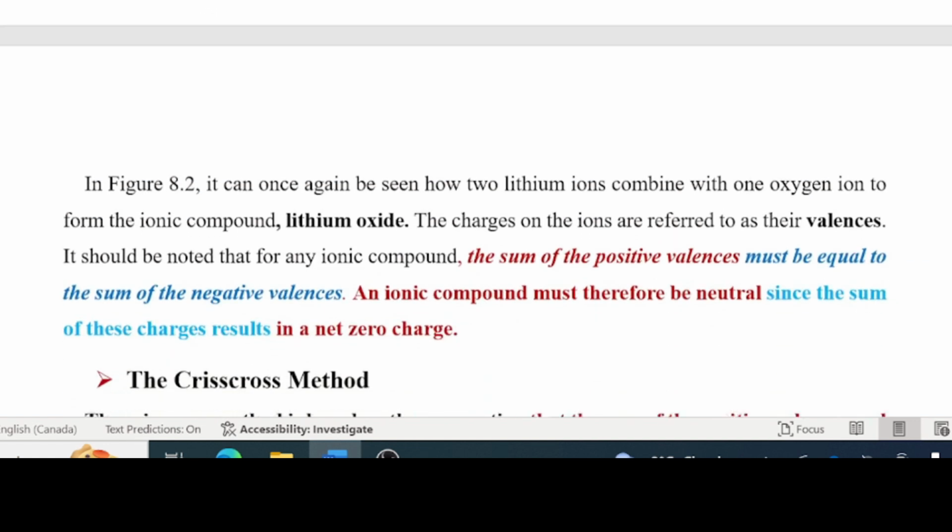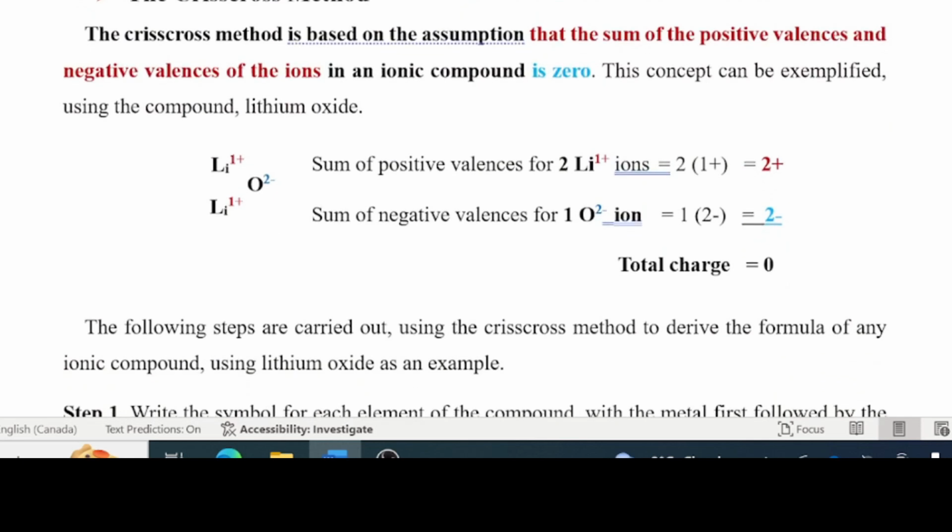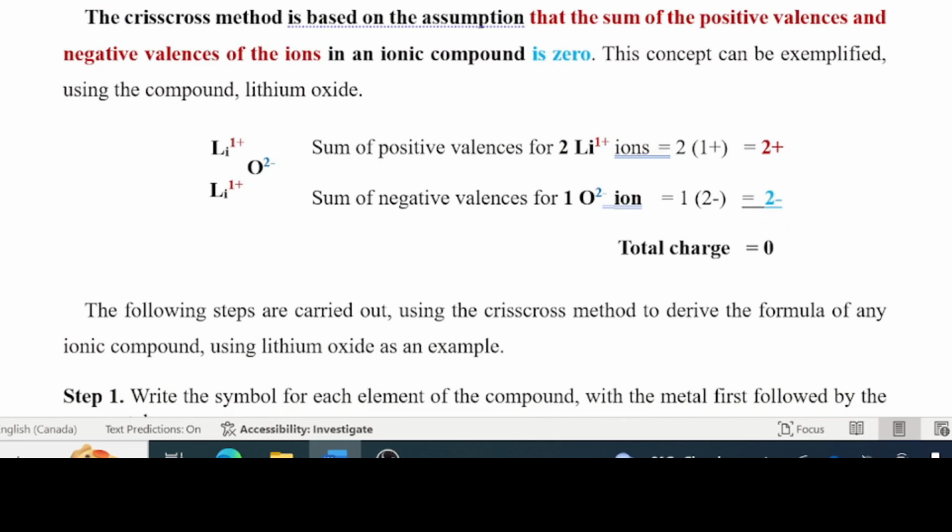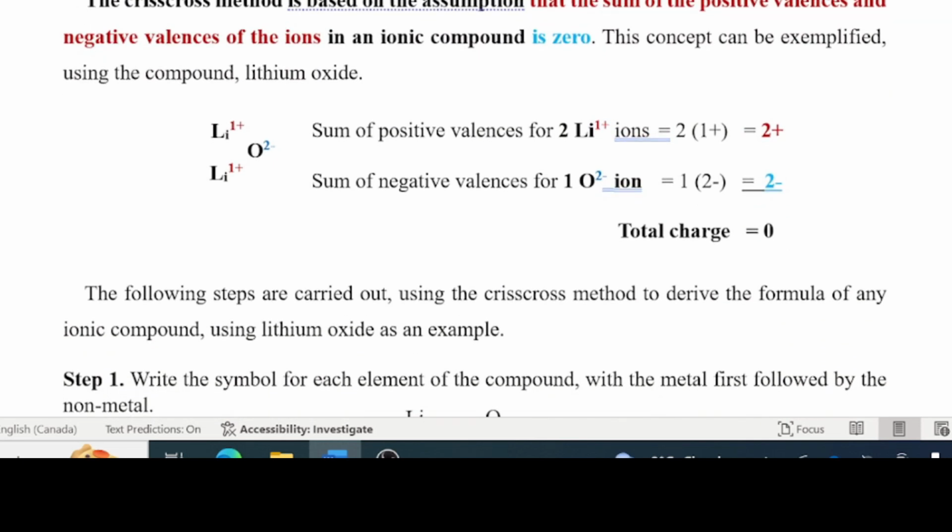Next, you use what is called the crisscross method. The crisscross method assumes that you understand the Bohr-Rutherford diagrams and the Lewis dot system of arriving at these compounds. So here again, we're showing how you have 2 lithium ions there and 1 oxygen ion there. And you can see we're showing you here how the sum of the positive valencies on the positive ion must be equal to the sum of the negative valencies on the negative ion, such that you end up with a total charge of 0. How do we do the crisscross?